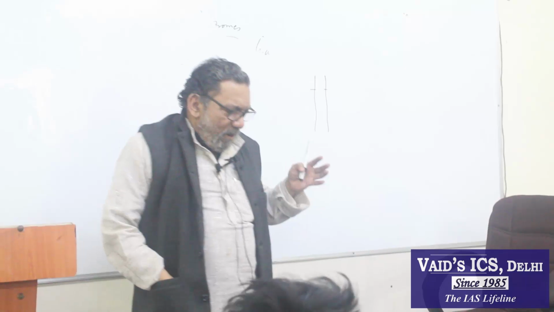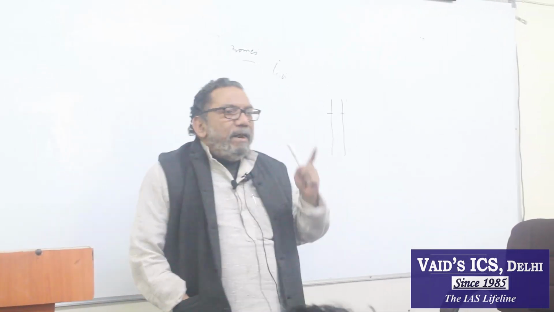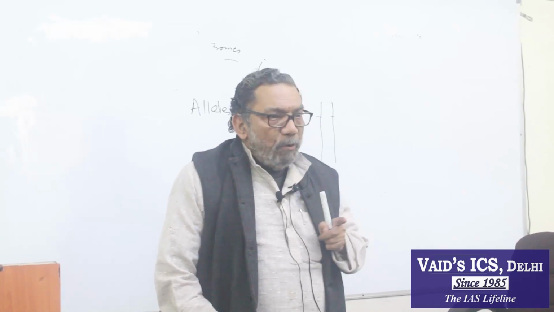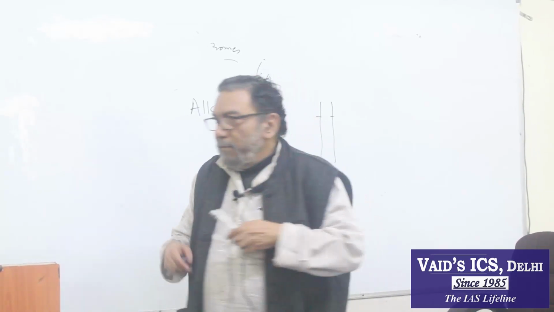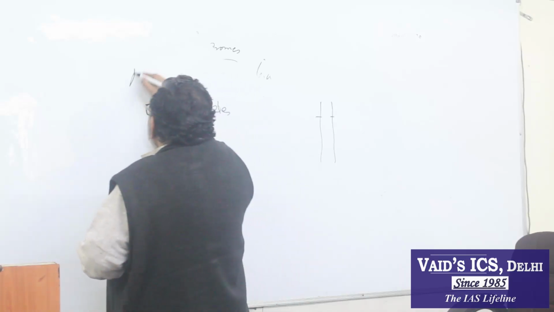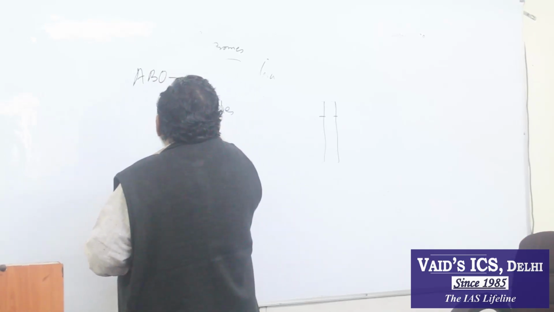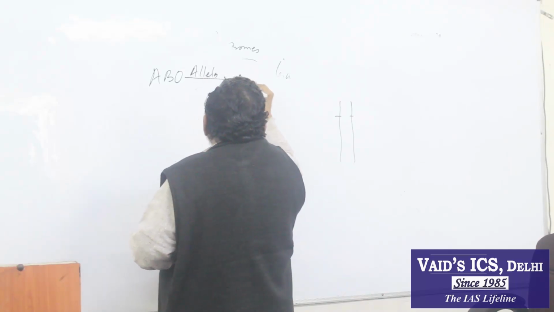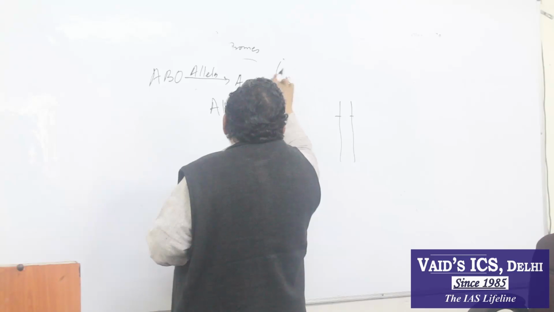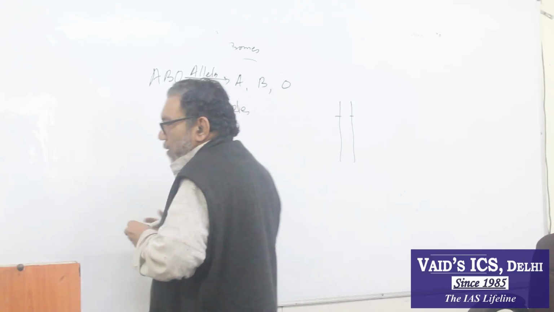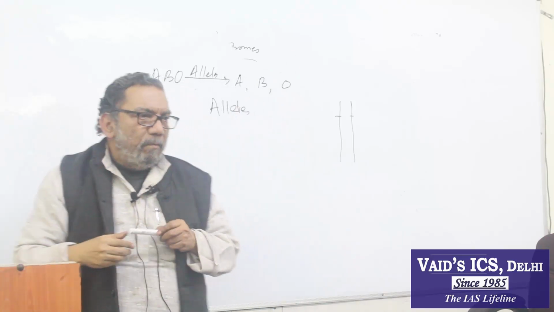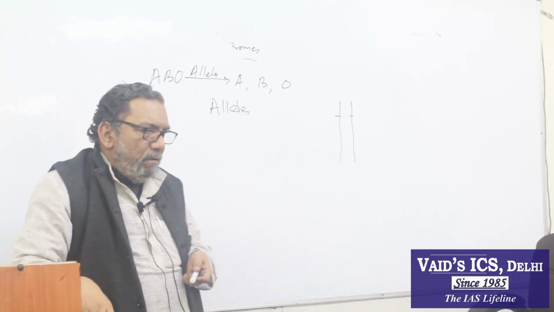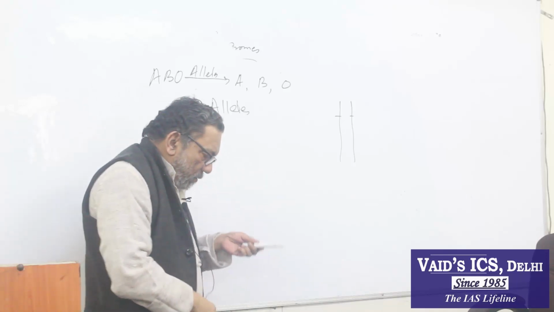There are 4 blood groups and there is only one gene that controls this, and it is called the ABO gene. There are 3 alleles in the ABO gene. These are called A, B and O. Alleles means alternative to each other also. Allele means friend also, companion also.